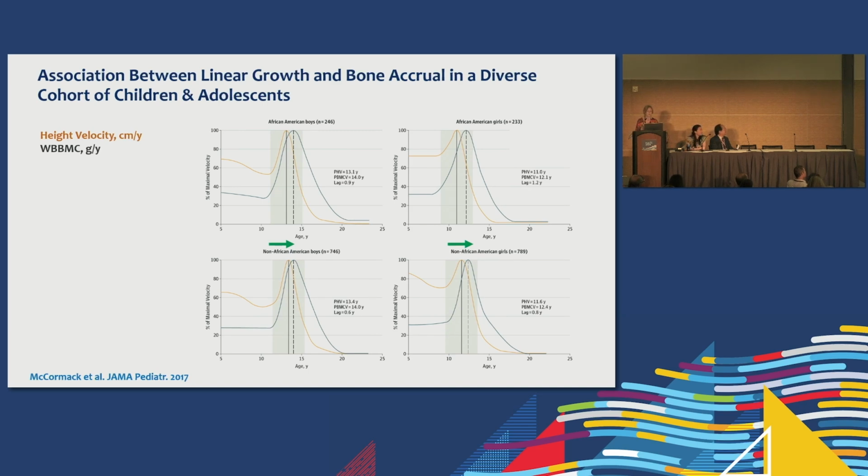Here's sort of a hint of what that might look like. This is my colleague, Dr. McCormack, who used bone mineral density in childhood study data, and she superimposed height velocity maximum versus peak bone accrual. And hopefully what you can appreciate is that peak bone accrual occurs roughly about 6 months after peak height velocity.